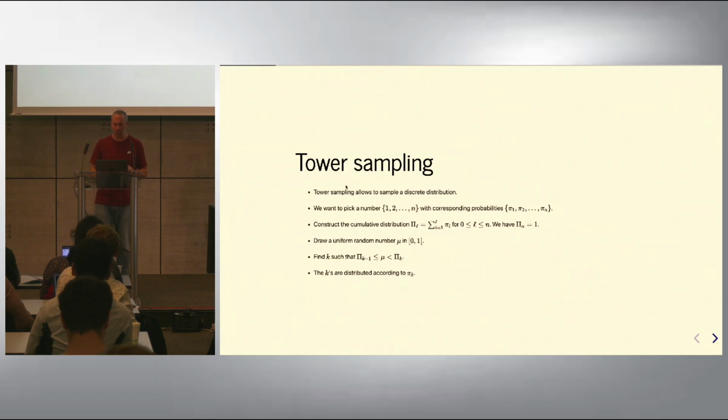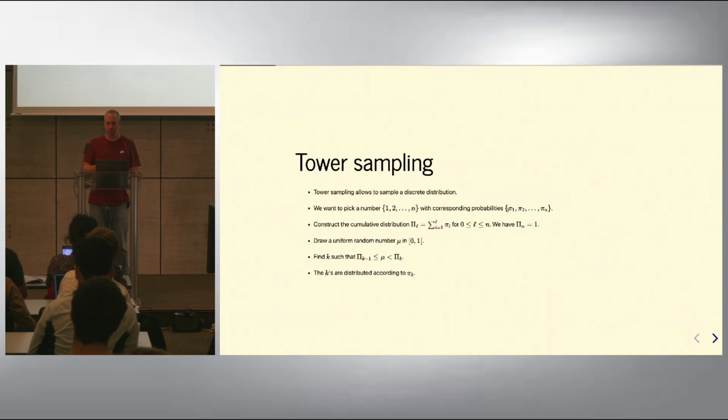The idea is I want to draw n numbers. So I want to draw numbers between 1 and 10, say. And I want the number 1 to appear with probability pi 1, say 0.2, the number 2 with probability 0.3, number 4 with probability 0.15, and so on. Okay? So that's what I want. So how can I do this, starting from my random number generator?